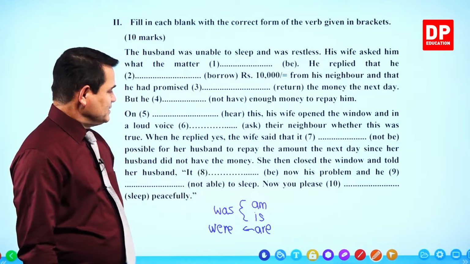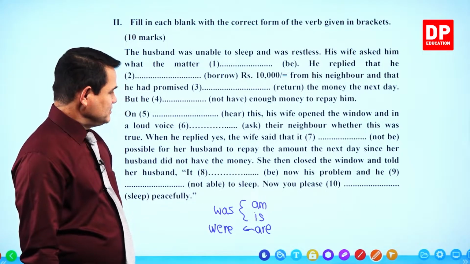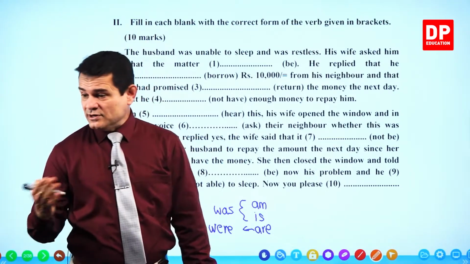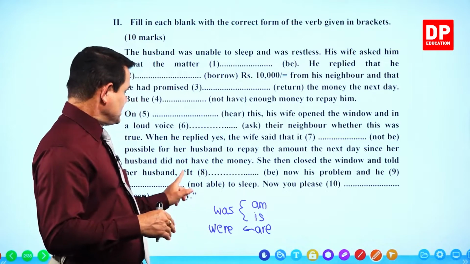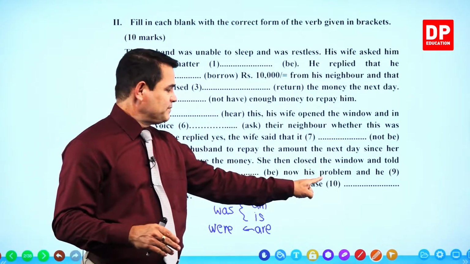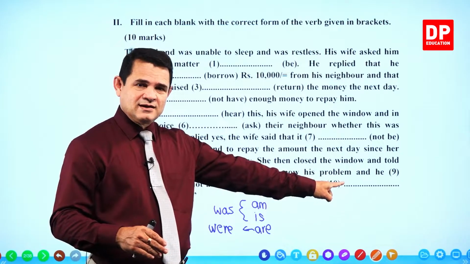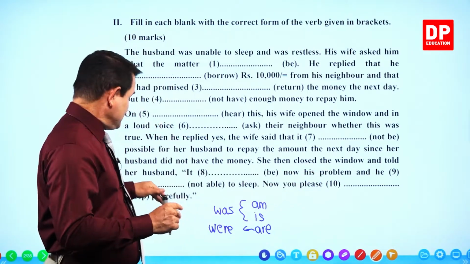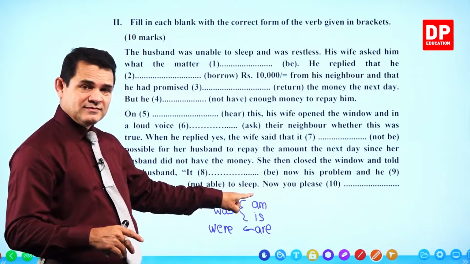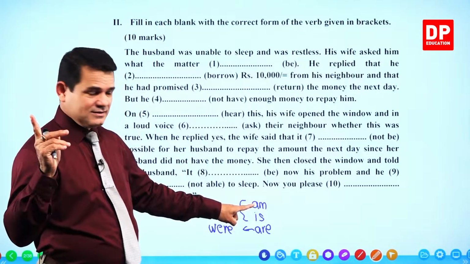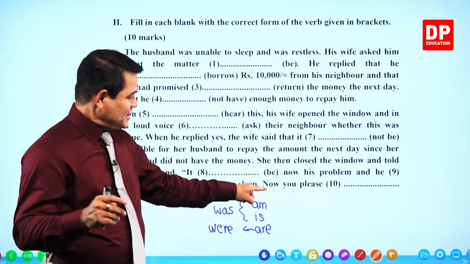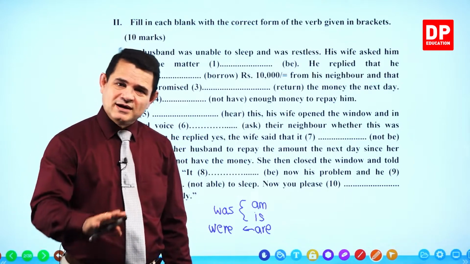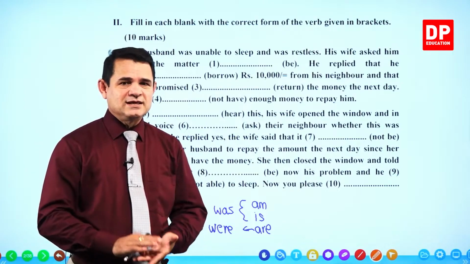Then she closed the window and told her husband, it blank now his problem. It is now his problem. And he blank not able to sleep. Now he won't be able to sleep. Now you please blank sleep peacefully. Now you sleep. Now you see here.